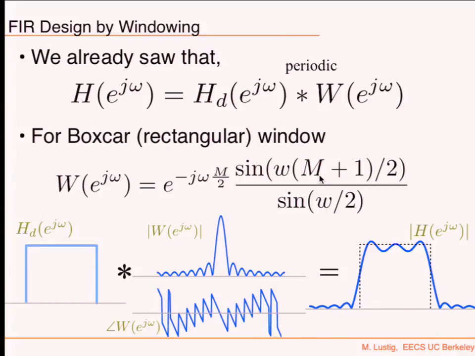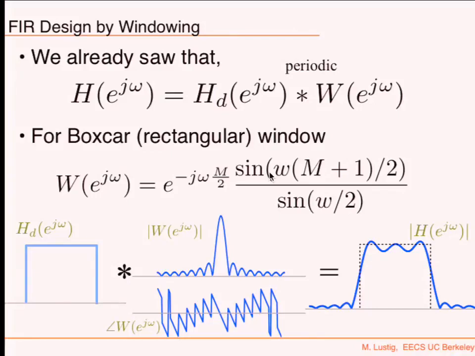Sorry, not like a sinc. It will look like a delta function if M goes to infinity. Everything will be squeezed and squeezed, and the side lobes will go lower and lower, and then it would look more like a delta function.